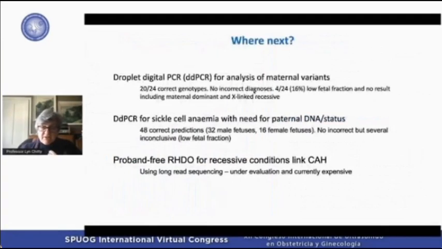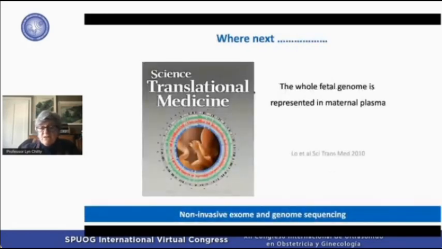And the new tests that are likely to come on board soon are using droplet digital PCR rather than the next generation sequencing. And this will be for maternally inherited variants, so when mum is an affected person, or where there's a recessive condition and mum carries the same gene. Sickle cell anemia is one of the conditions that we hope to be able to introduce very soon. And Dennis Lo, who we'll talk to you in a minute, showed us some years ago now, 11 years ago, that the whole genome is represented in maternal plasma. So the scope here is considerable.